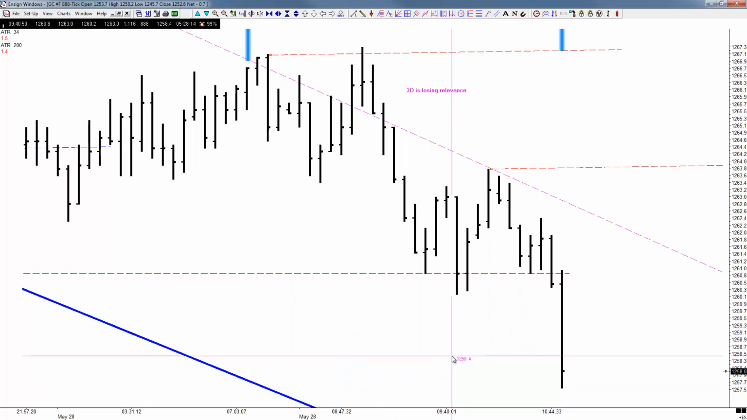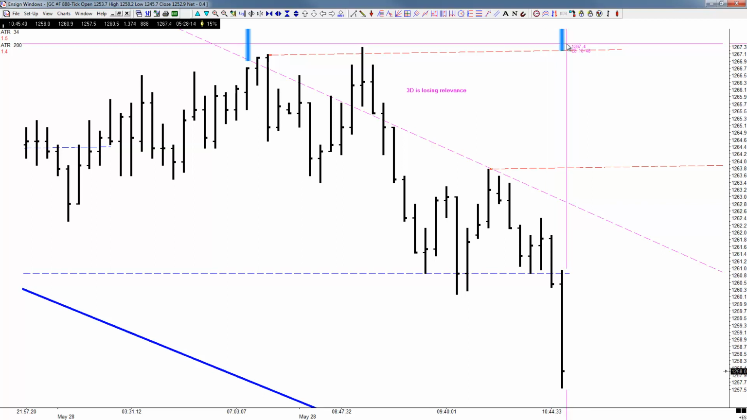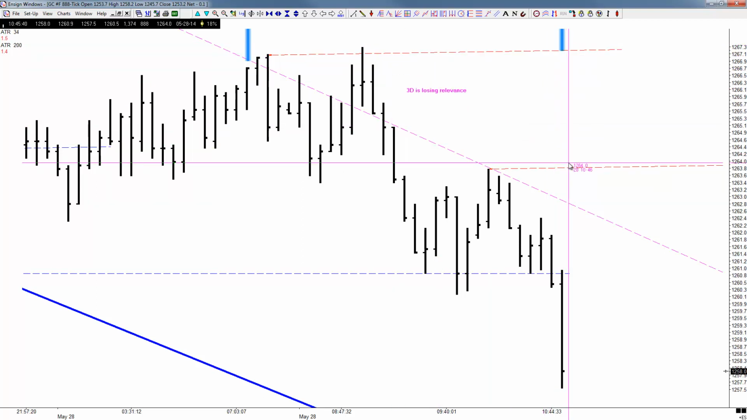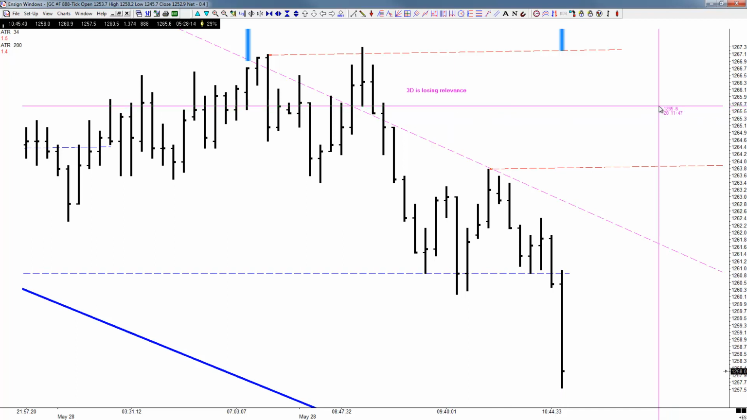so we had 2 and 3D stops we can use interchangeably. 3D worked. Now it's no longer relevant, so we're going to have to switch back to 2D unless we find a 3D that makes sense. And we don't want one with the smaller slope. We want one with an expanding slope. And if we don't have one, we'll just stay with 2D, okay?